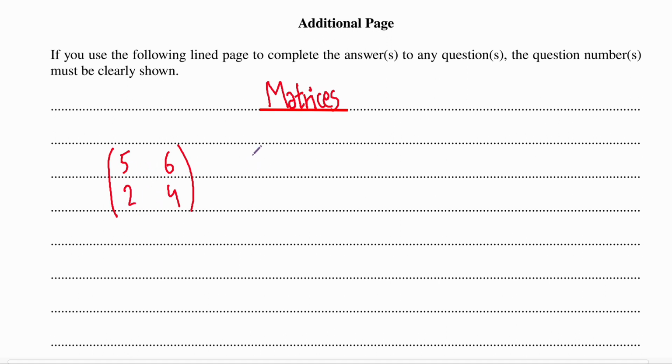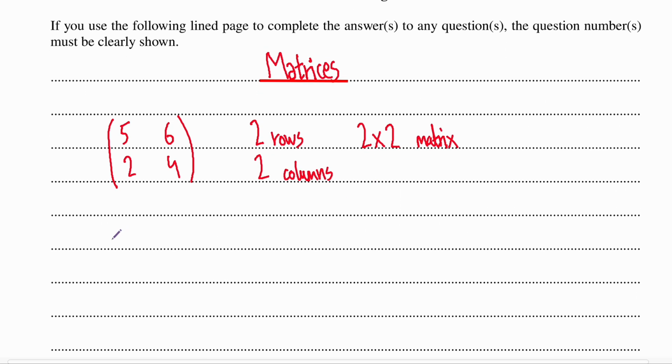In this case, we have 2 rows. That's row 1, row 2, and then we have 2 columns, 1 and 2. So the way we write this is we call this a 2 by 2 matrix. The rows come first and then the columns come second.